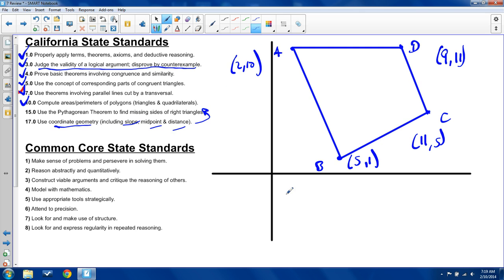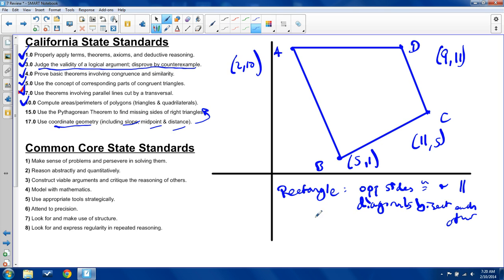If this was a rectangle, then the following would be true. Opposite sides would be congruent and parallel. Diagonals would bisect each other. All angles would be congruent. Well, I'm sorry, and they'd all be 90 degrees. Which in a quadrilateral, if they were all congruent, they must be 90 degrees.